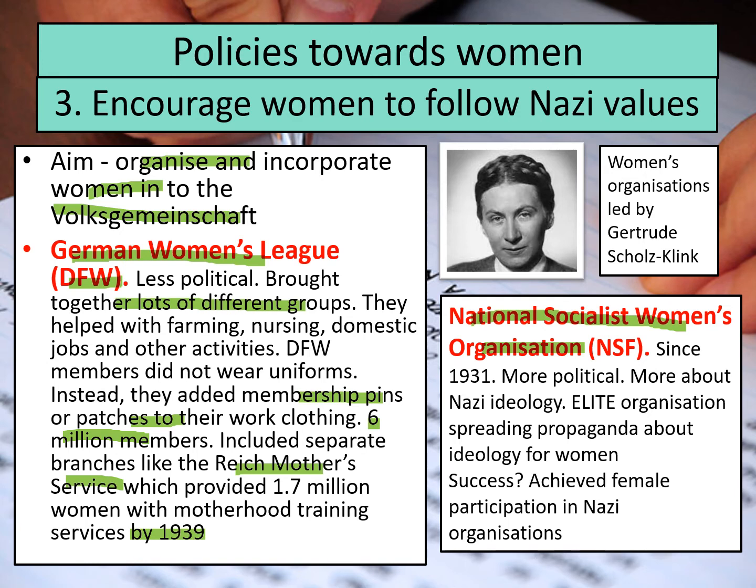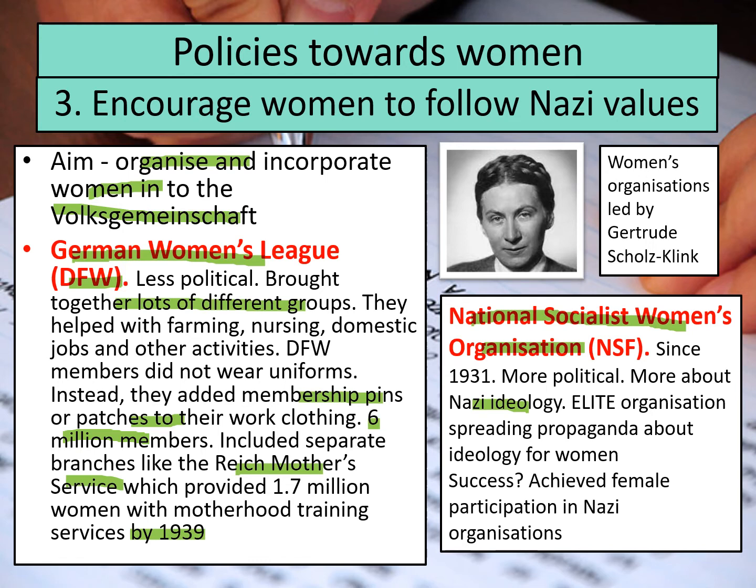Now, the other one to know about is the National Socialist Women's Organisation, which is much more political and something that was formed in 1931. This was much more about stressing Nazi ideology and was an elite organisation where they tried to plan how they would spread propaganda about ideology for women.